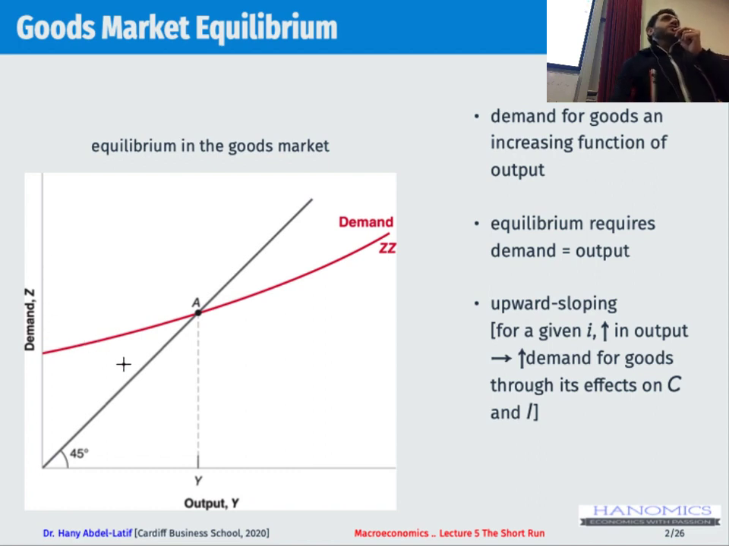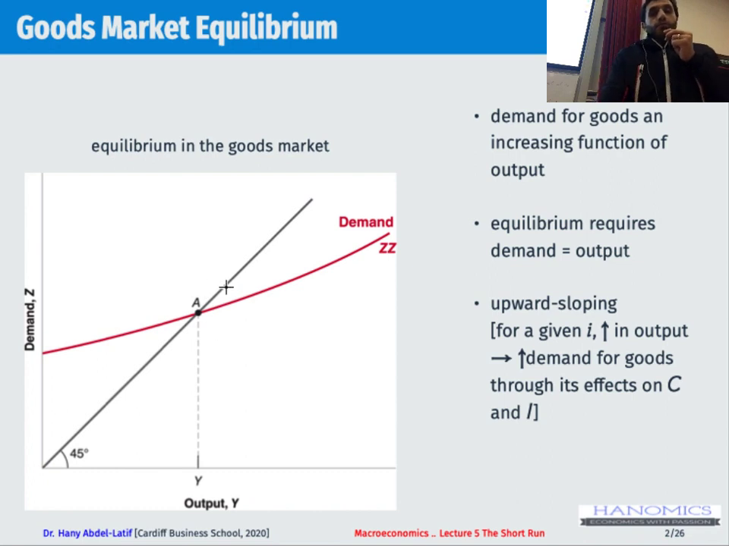So in this analysis, every point on that 45-degree line has output equal to demand. So at this point here, output equals demand, and that's exactly what we want, because before that point, you'll see that demand is above output. After that point, you'll see that demand is below output.